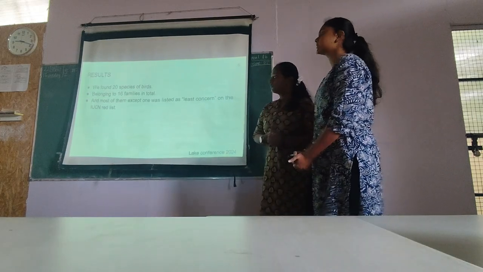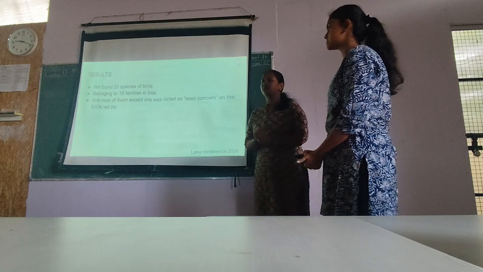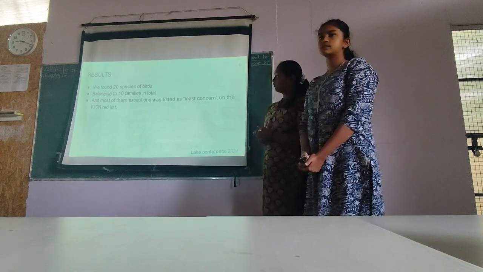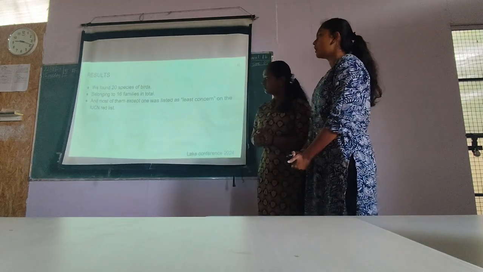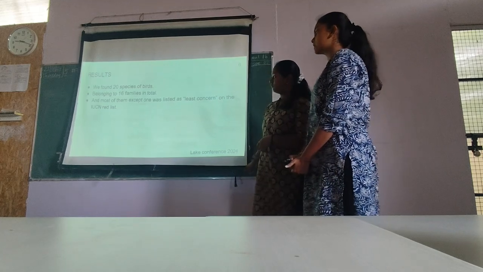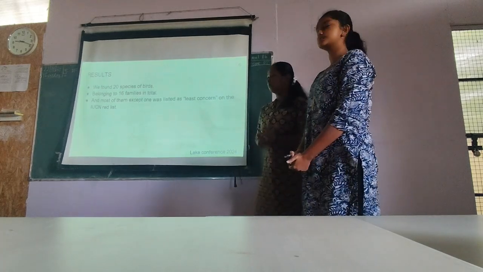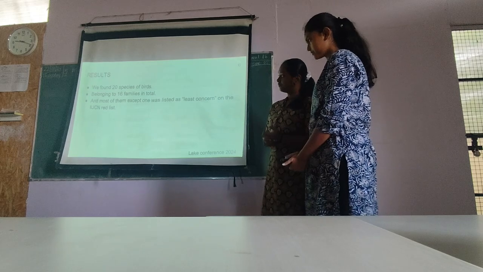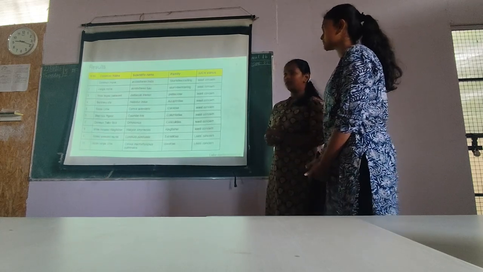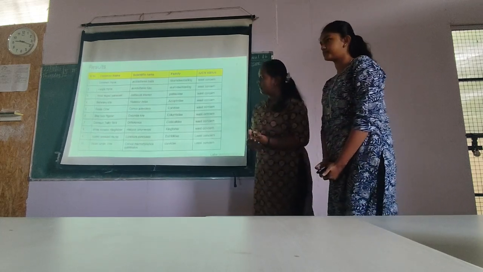So here are the results. We found about 20 species of birds belonging to 16 different families in total. And most of them were listed as least concern in the IUCN list except for one. We are going to list out some of the birds we hadn't spotted before.